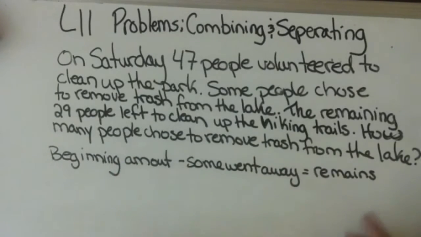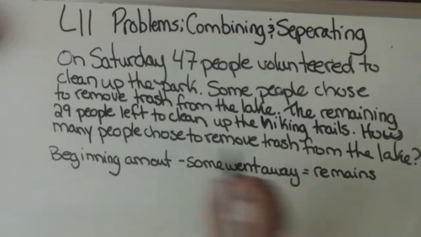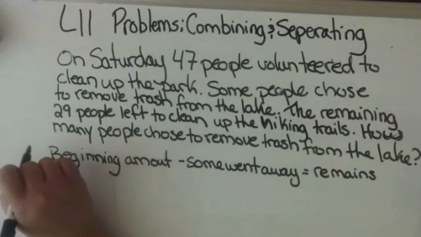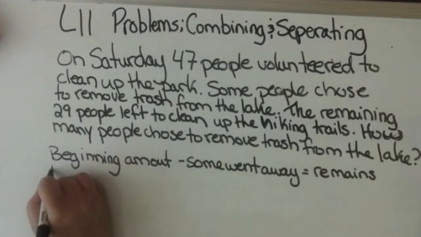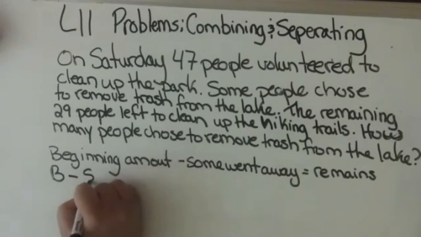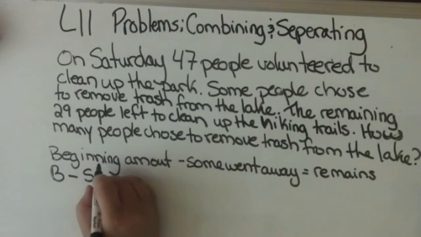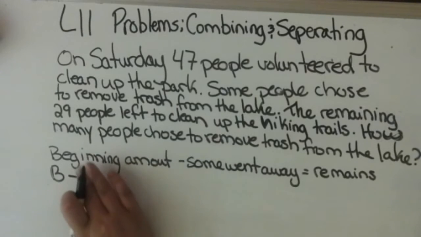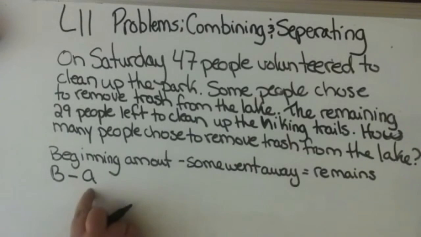For this, we're looking like this, which tells us it is B take away S, or sorry, B take away A for the amount. So sum went away, B beginning amount, away amount equals remaining. Okay, so B take away A equals R.